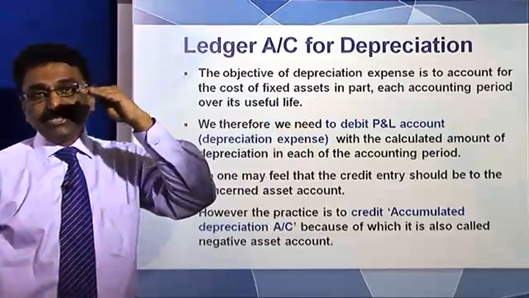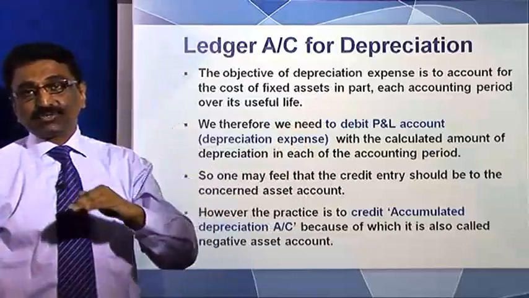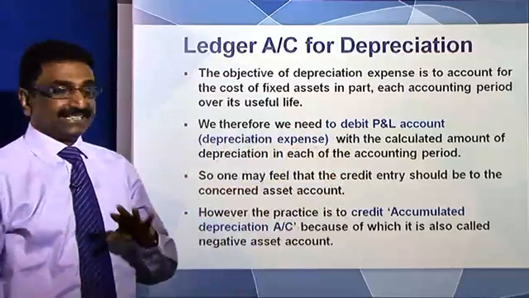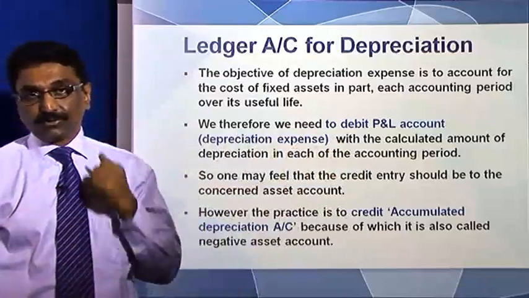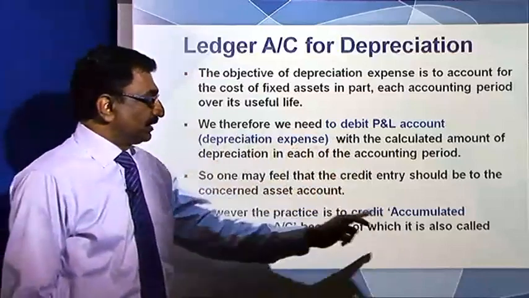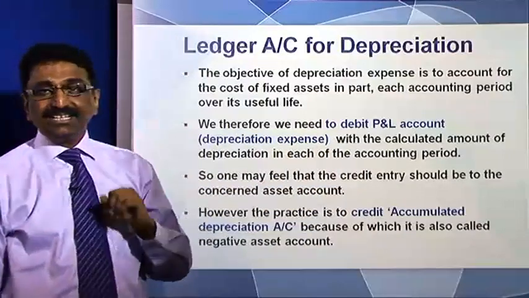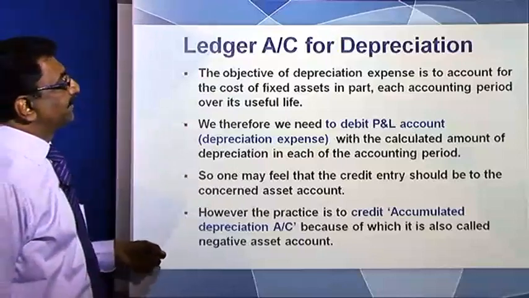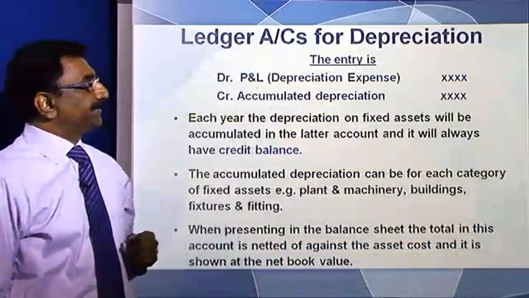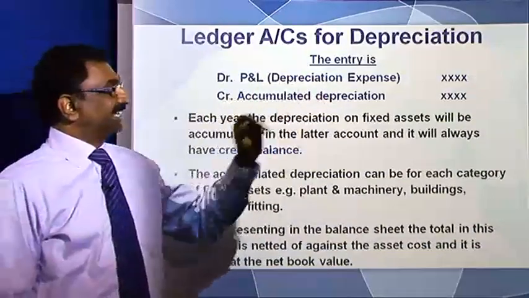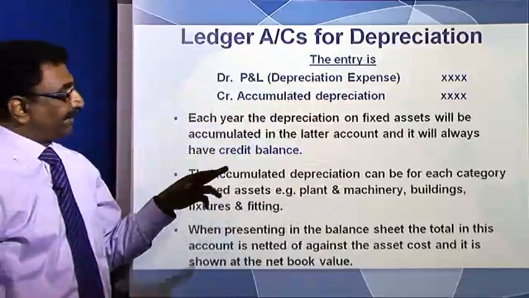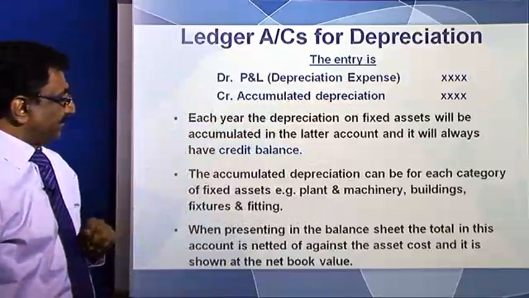What have we said? We have said that the value of the asset is to be reduced over a period of time. Now, logically you would want to say that the credit therefore should go to the asset account. The practice is not to do that. The practice is to credit what is called an accumulated depreciation account, and the entry is that you debit P&L depreciation expense and credit accumulated depreciation. Now, this always will have a carry forward balance, which will be a credit balance.